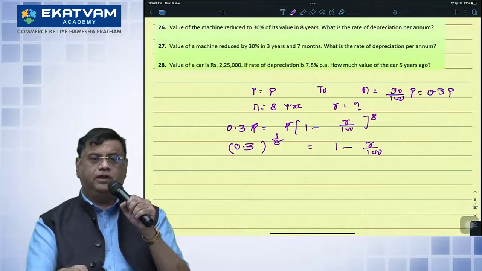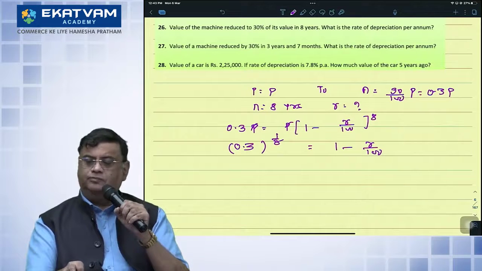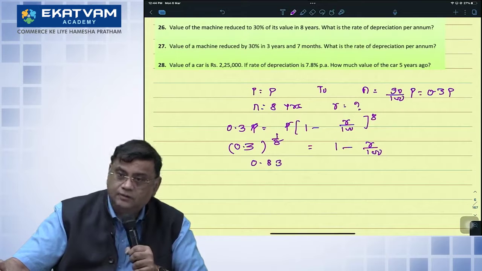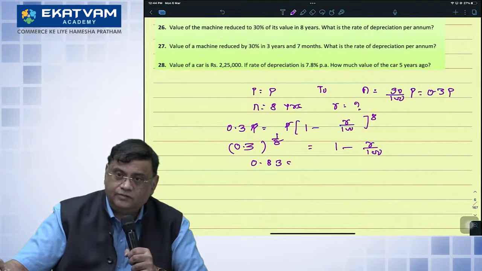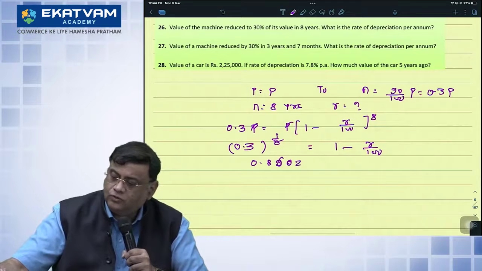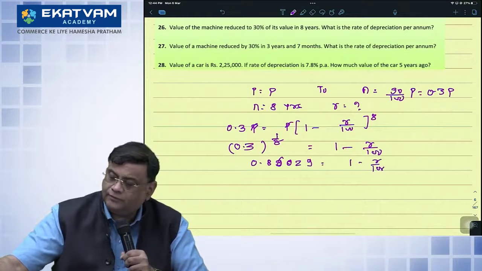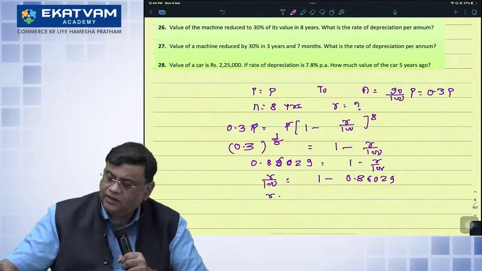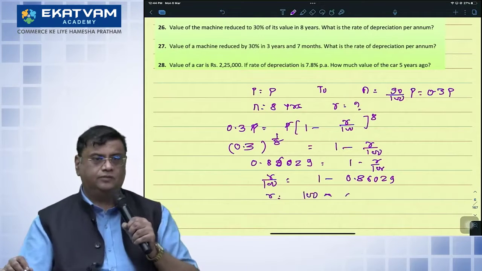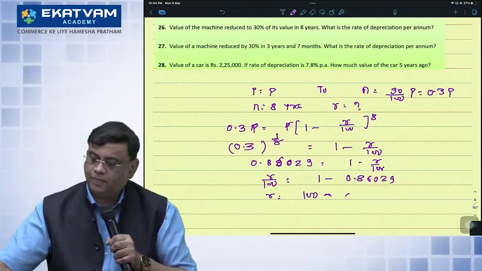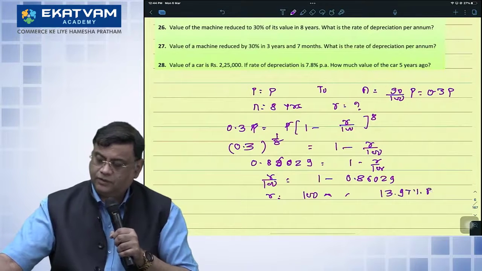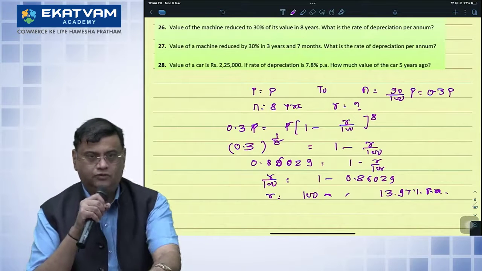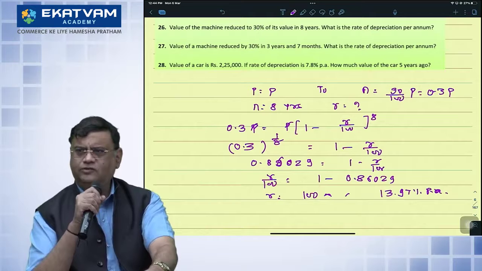0.3 raised to 1 upon 8 is 1 minus r over 100. How much is 0.3 raised to 1 upon 8? 0.86029. That is 1 minus r over 100. Therefore, r over 100 is 1 minus 0.86029, and then r is equal to 100 into that. You will get the answer: 13.97% per annum. That is the rate of depreciation. Clear? Any question? No question, there should not be, because this is very simple.